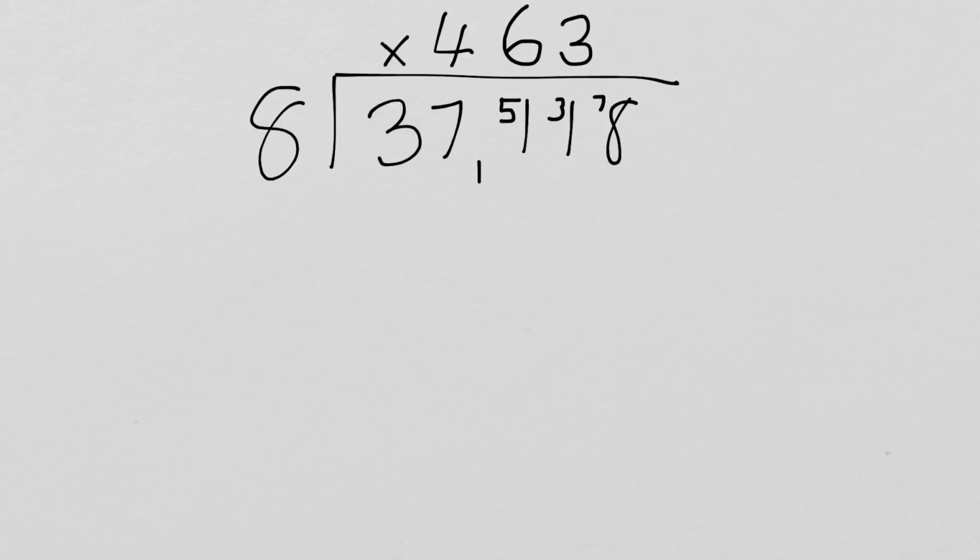8 into 78 goes, well, 10 times 8 is 80. That's too much. 9 times 8 is 72. So it goes in 9 times, 72. The difference between 72 and 78 is 6. So it has a remainder of 6. There's nothing left to put it in front of.